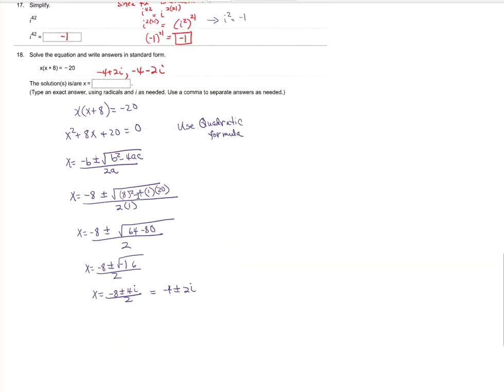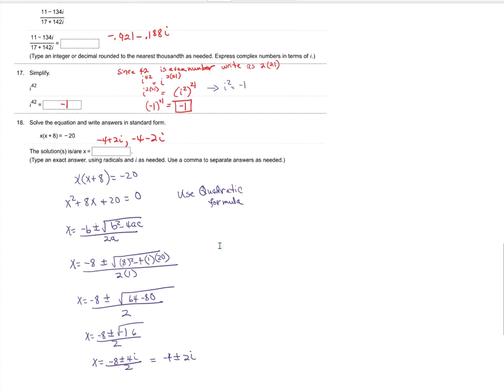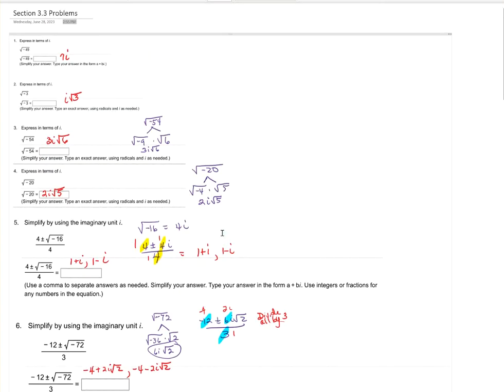Number 18 is one of those quadratic formulas, and it just is exactly like our examples, and we got negative 4 plus or minus 2i for our answers. All right, I think that's our problem set. That one should really go pretty quickly, a lot of it on the calculator.